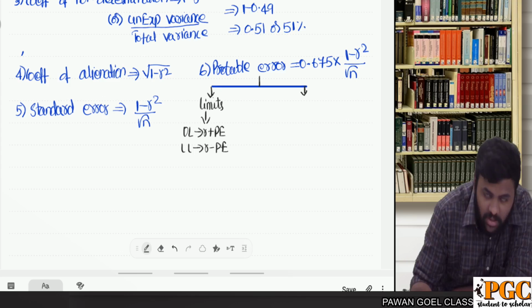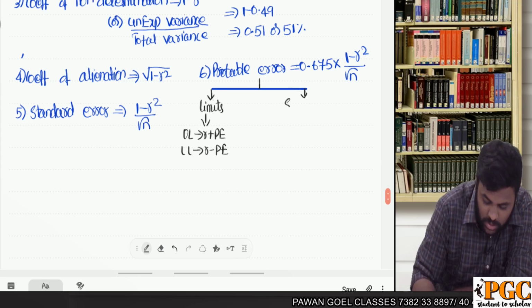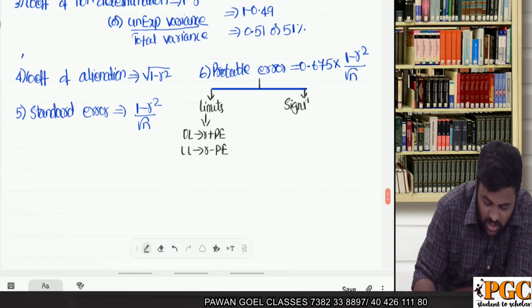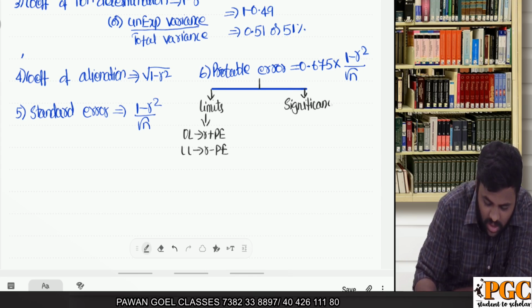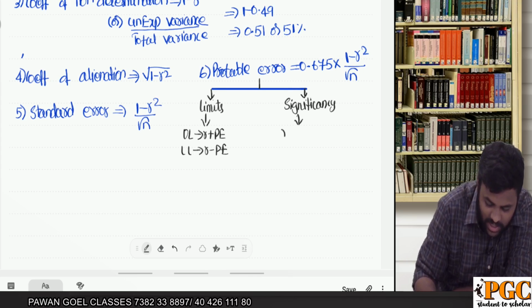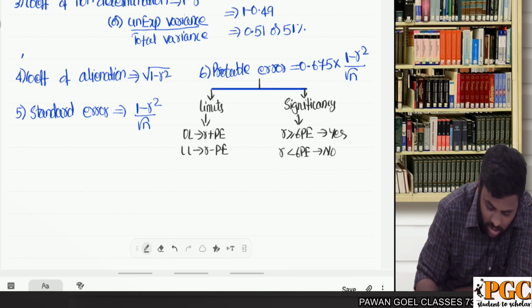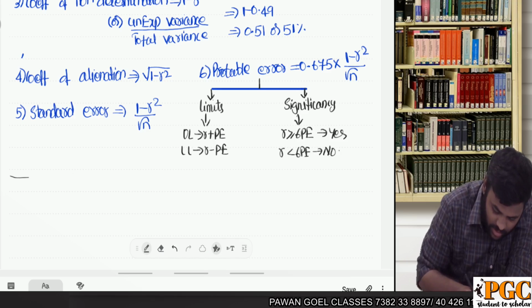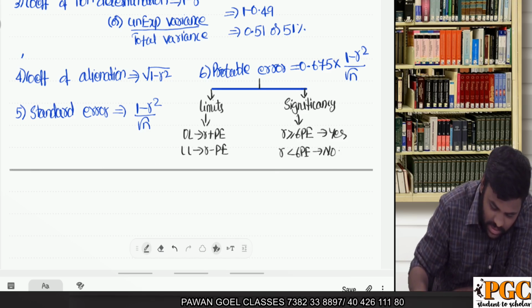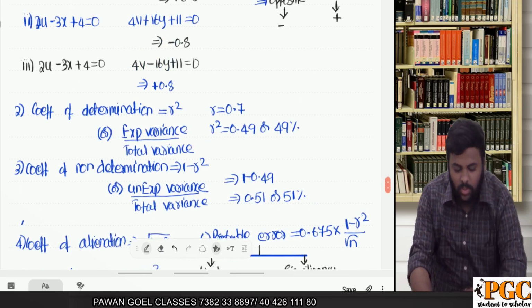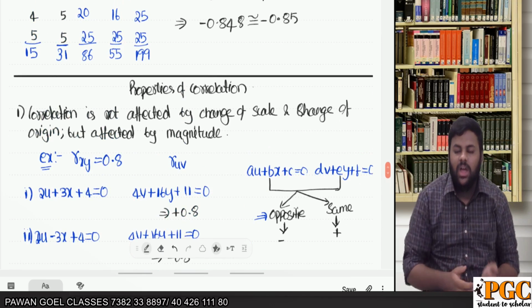Next, we can even use it to compute the significance of correlation. Now, if r is greater than or equal to 6 probable error, we can say it is really significant. If r is less than 6 probable error, we can say no, it is not at all significant, right? So, my dear friends, these are the 6 properties what I want you to know regarding this correlation part.